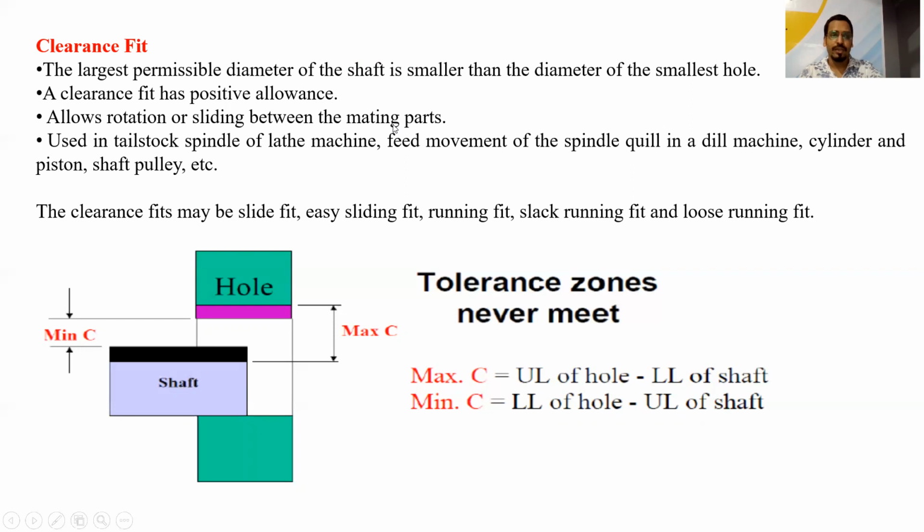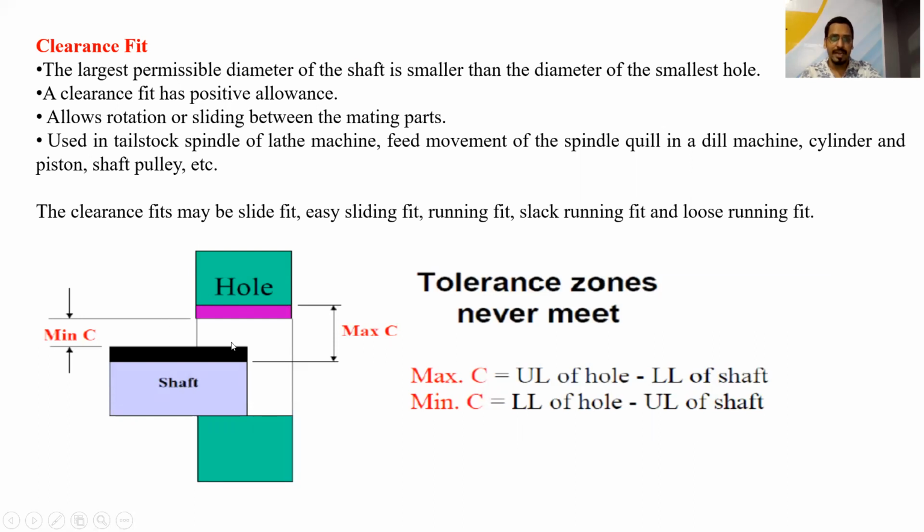So this diagram is showing you the clearance fit. Let us suppose this is the shaft and this is the hole. In this shaft, this line indicates the upper limit of the shaft, and this line indicates the lower limit of the shaft, and in this hole, this line will indicate the lower limit of the hole, and this line represents the upper limit of the hole.